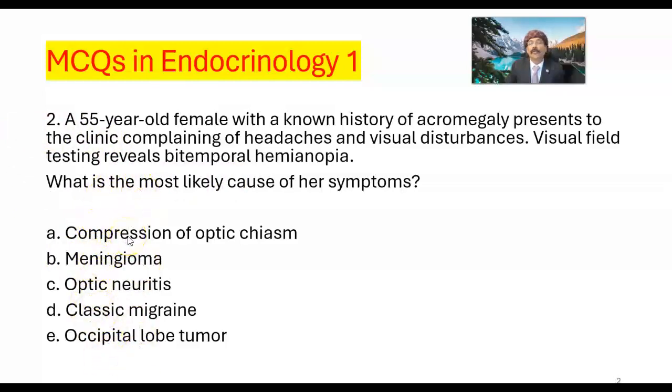Answer should be compression of the optic chiasm. In the optic chiasm, the nasal fibers cross, and nasal fibers represent the temporal field of vision. So the lateral side of the vision of both eyes will be compromised. That is called bitemporal hemianopia. Our answer should be compression of the optic chiasm.